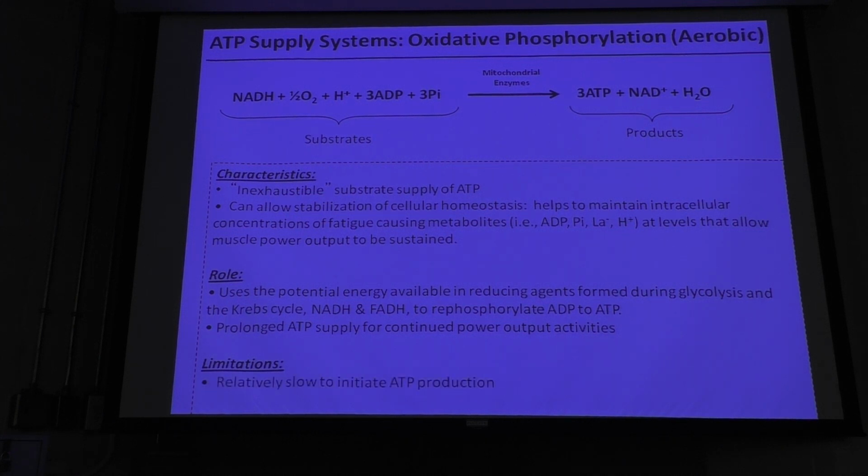And the limitation of this system is that it's relatively slow to initiate ATP production. You'll see what we'll call metabolic inertia.